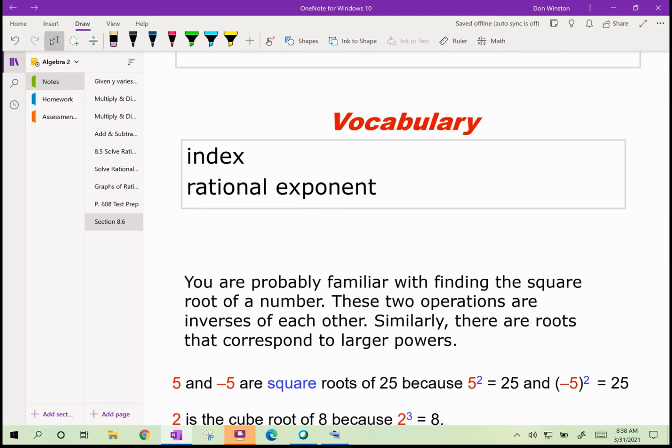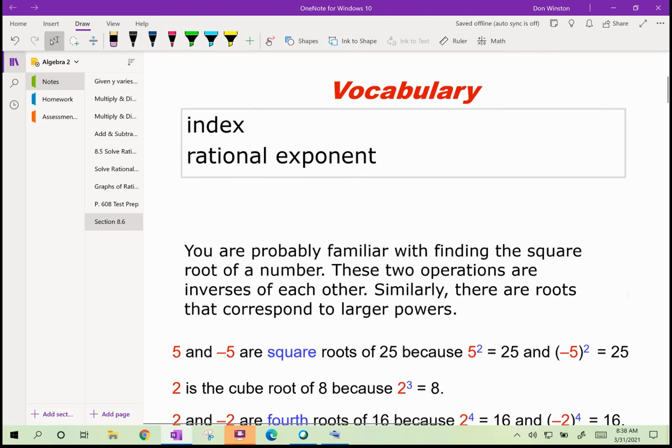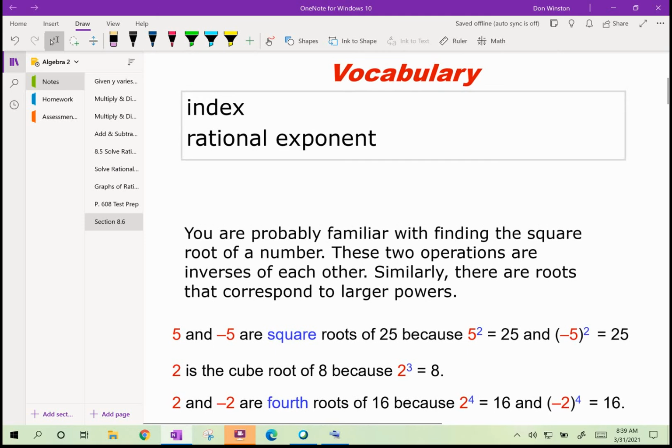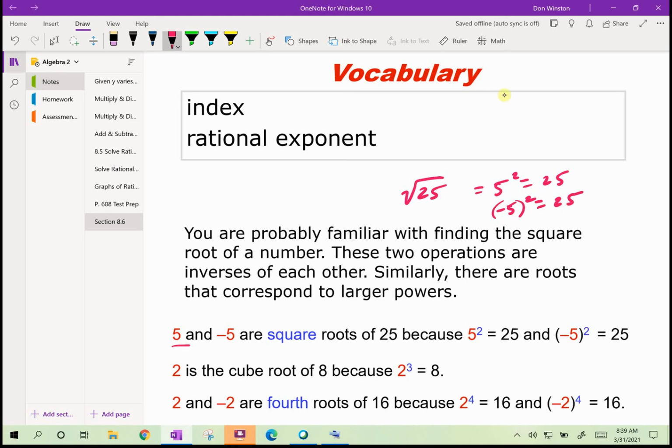You're probably familiar with finding the square root of a number. These two operations are inverses of each other. Similarly, there are roots that correspond to larger powers. So for example, if I had the square root of 25, you would say that's equal to 5, or it could also be equal to -5. 5 squared is equal to 25, but -5 squared equals 25 as well. So we would say 5 and -5 are square roots of 25.